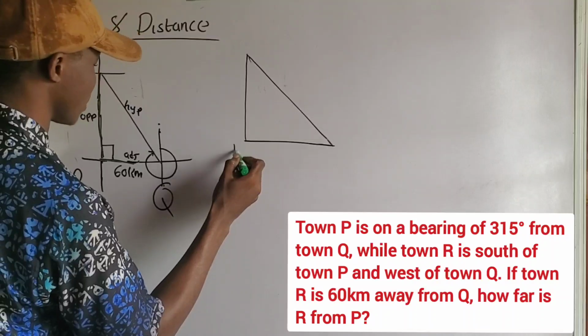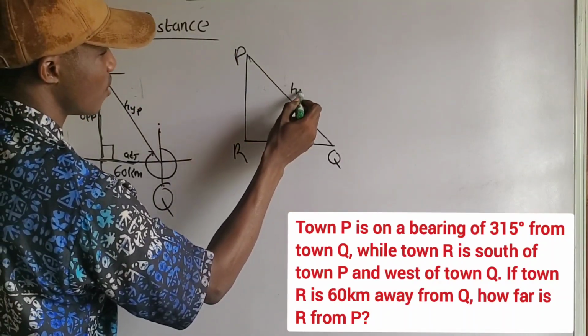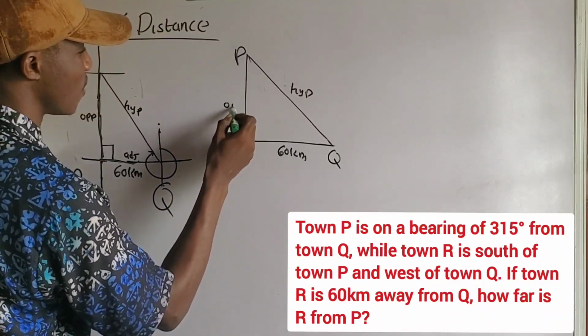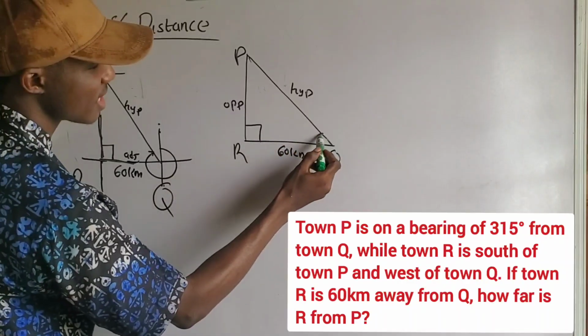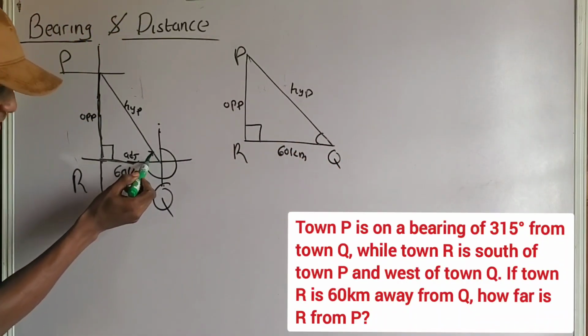Okay. This is R. This is Q. And this is P. This is the hypotenuse. The adjacent has been given as 60 kilometers, and we are looking for the opposite. Before I can calculate the opposite, I need this angle that is here. Are you getting it? This angle that you see here, I need it.